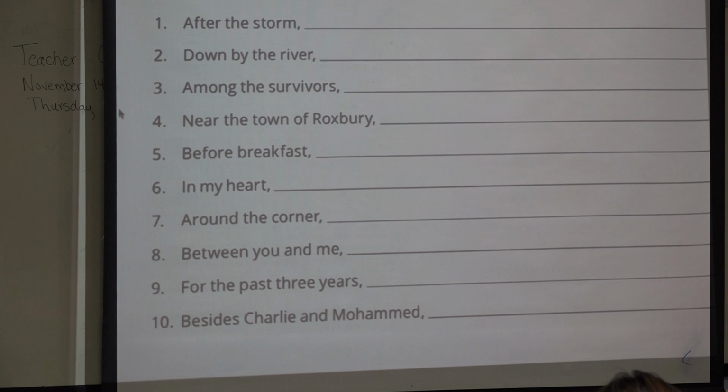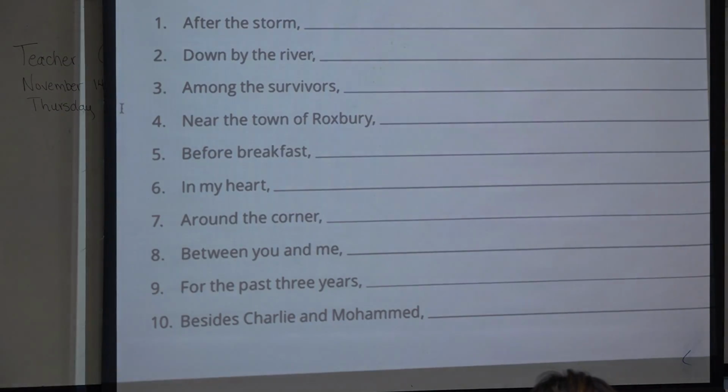For the past 3 years, I have been trying to learn Bahasa Thai language. Okay. So you want to put the. Yeah, the Thai language. The article. Beside Charlie and Mohammed, some other students also got distinction. Very good. Very good sentence.